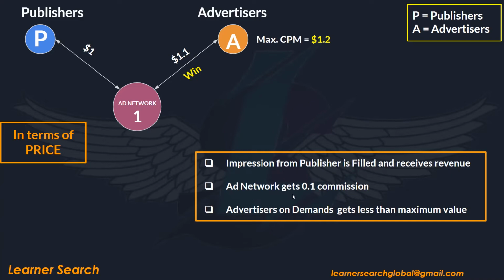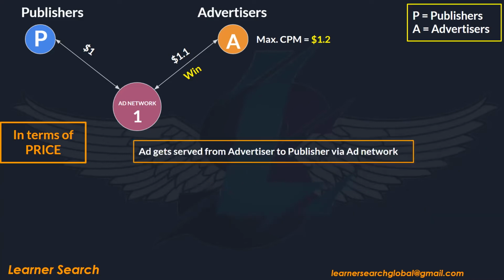One thing I want to explain here is that for ad networks, 0.1 is not always the same figure. Let's take some percentage, 5%, 10% commission. In that way it works. 0.1 is just for your understanding purpose. Now what happened next?